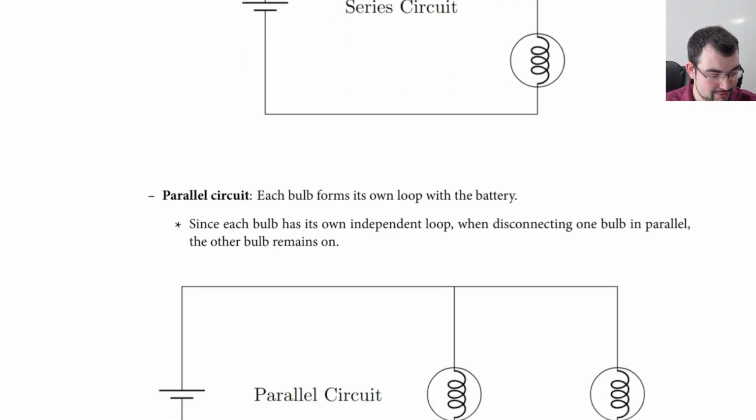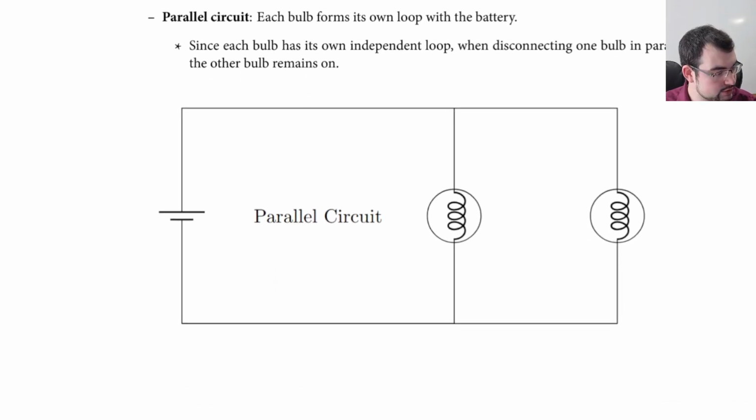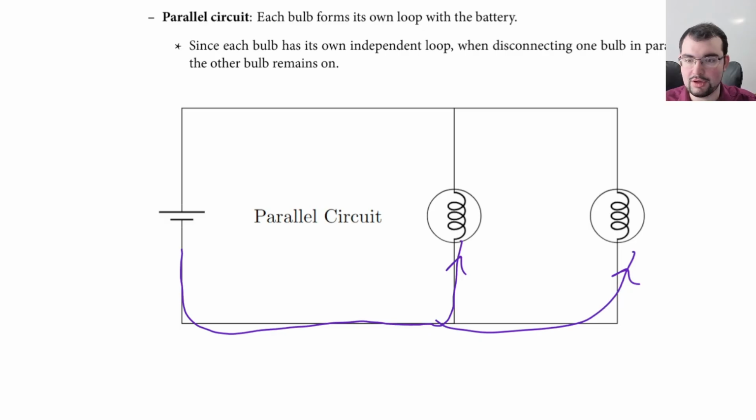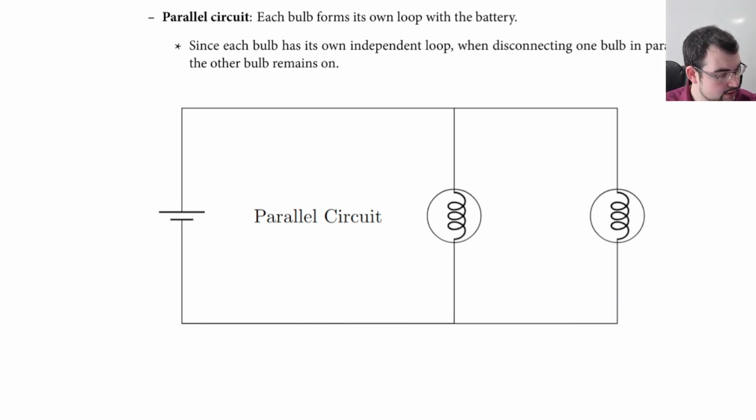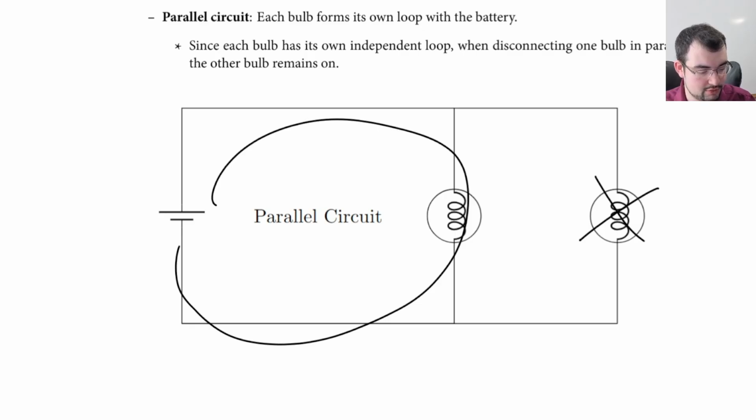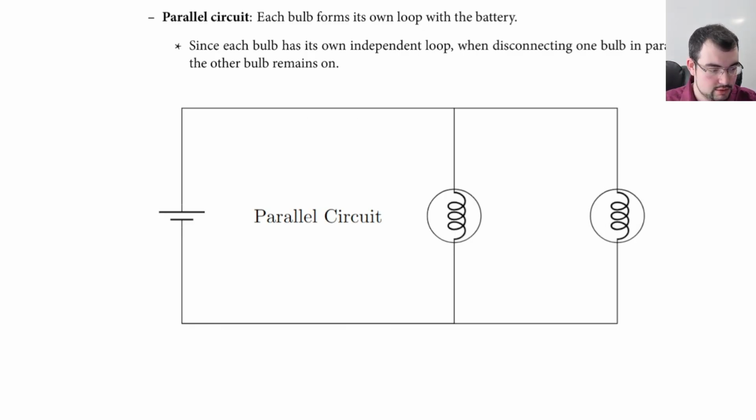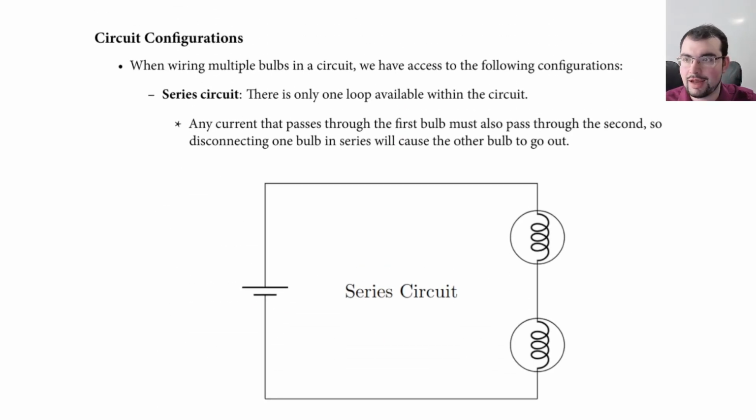But in parallel, we actually have two different loops. So notice now, if I have an electron that's coming out of the battery, I actually get a choice. I could go through this bulb, or I could go through this bulb. And there's no problem. There's no problem here if I take out this bulb in parallel, because the electrons would just all go through the other path now. And now I'll introduce an analogy that I really like that a student came up with.